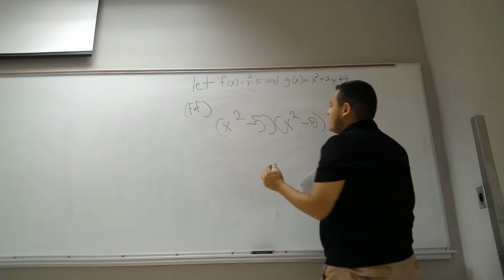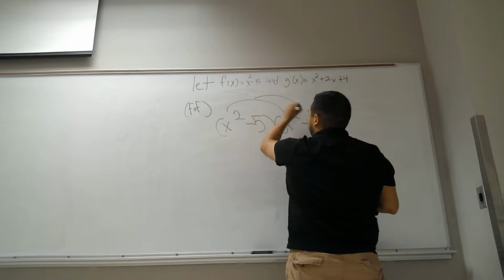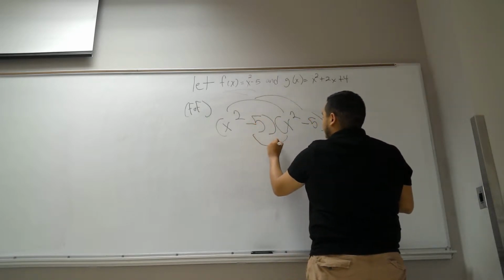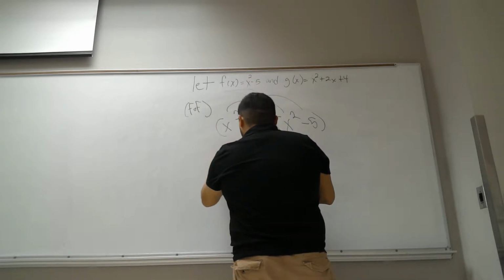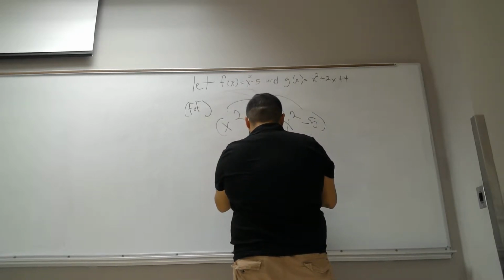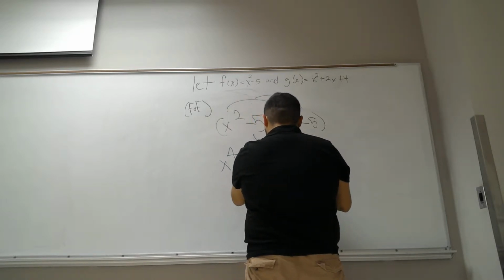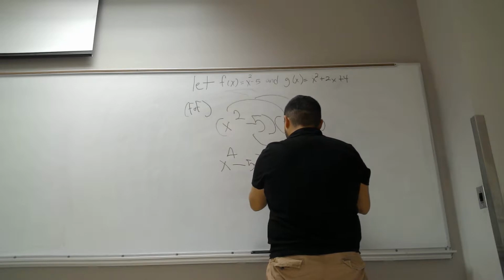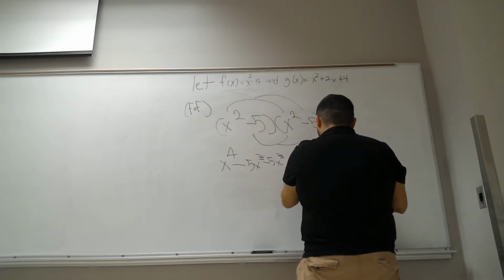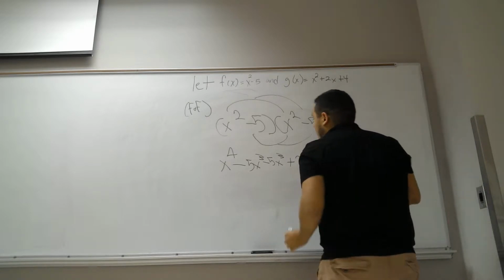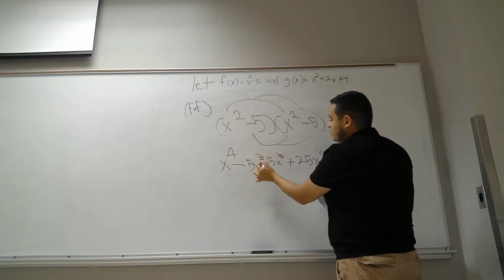Now we're going to do the FOIL method. You want to multiply this across, and this as well is going to go across, which is going to lead to the result of being x to the 4th power minus 5x cubed minus 5x cubed plus 25x squared. You see, we have the same number, which is the cube.